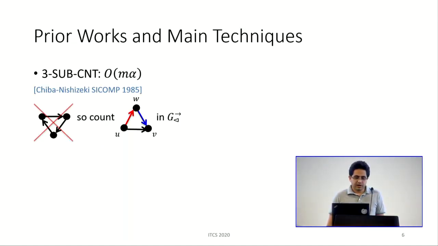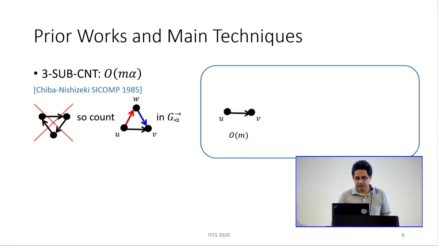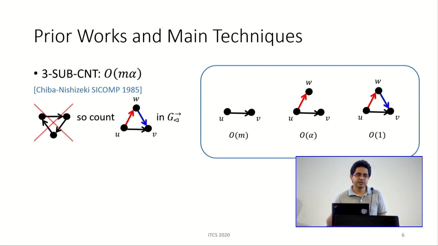So back to subgraph counting. Chiba and Nishizeki, in their seminal work in 1985, gave an m alpha algorithm for counting triangles, which is basically the same as 3-vertex subgraph counting. Here I'll explain an algorithm which is more related to our technique, but is similar to theirs. The idea is to count triangles in the directed graph G-arrow instead of G. Since our directed graph is acyclic, there is no cyclic triangle, so we count the only acyclic orientation of a triangle. There are m edges we can map to uv. For the red edge, there are only alpha edges which we can map to, because the out-degree of u is at most alpha. And for the blue vertex, we can just check if it's there or not. Notice that here we actually enumerated all triangles, not only counted them.